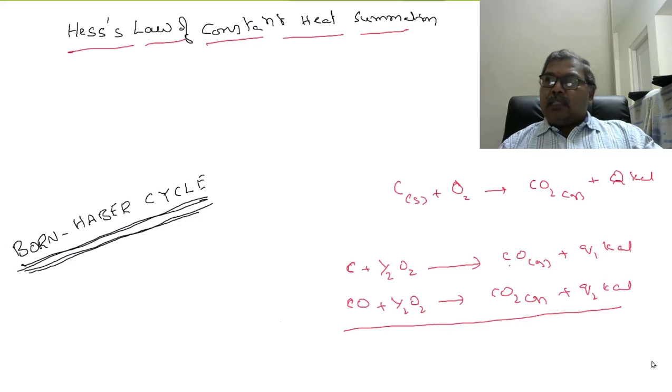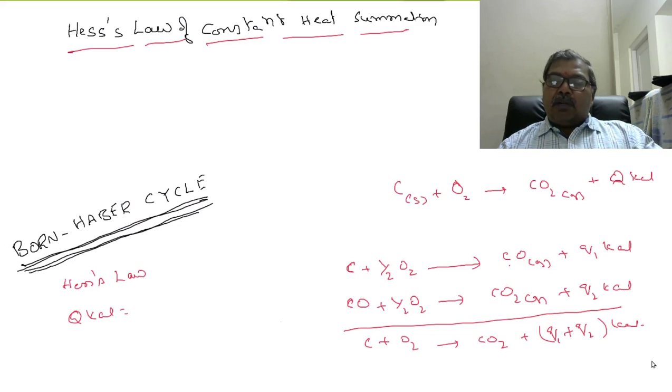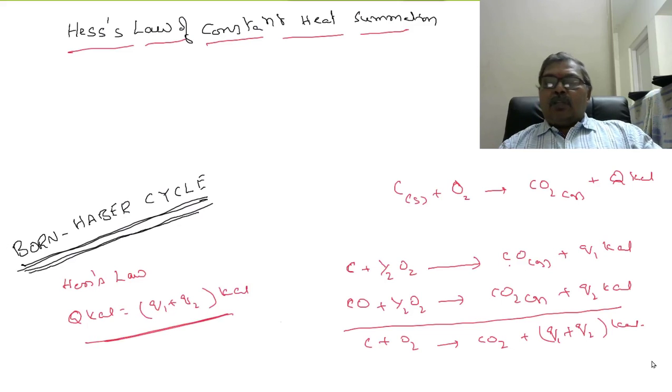Then, if you add these two steps, we will get C plus O2 gives rise to CO2. Now, the total energy liberated is Q1 plus Q2 kilocalories. According to Hess law, Q kilocalories is equal to Q1 plus Q2 kilocalories. This is Hess law. The Born-Haber cycle is based on Hess law of constant heat summation. Simply, the Born-Haber cycle is based on Hess law.